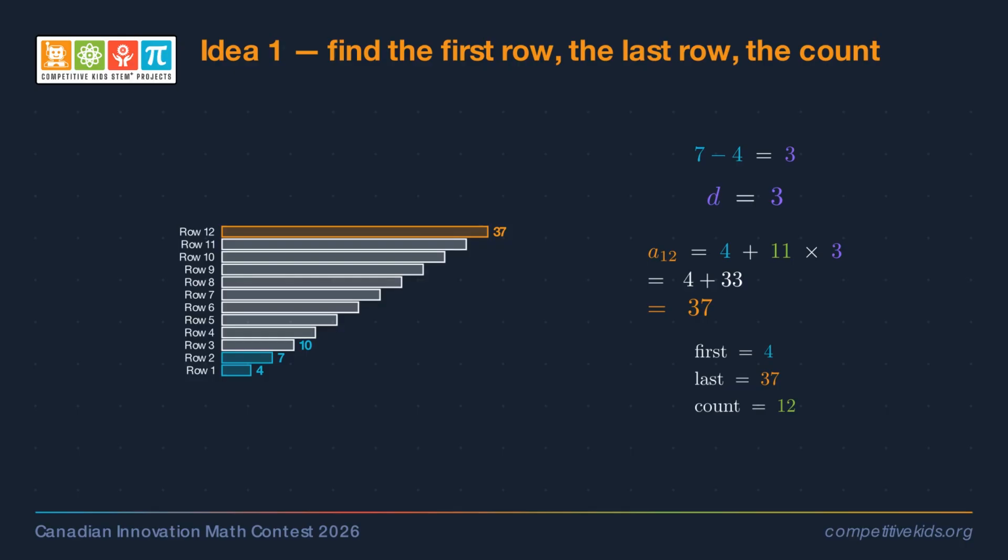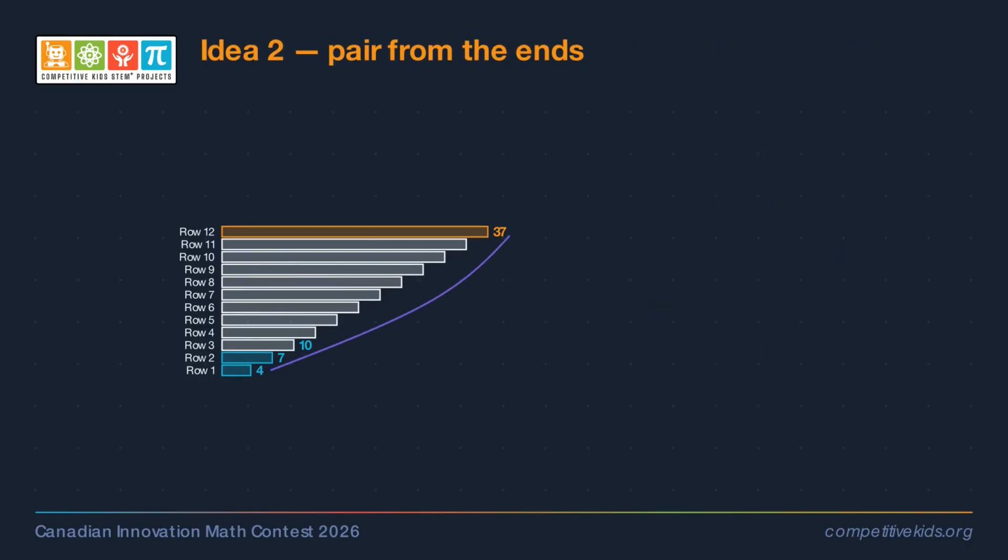Now we have first equals 4, last equals 37. 12 rows total. Now the trick. Pair the rows from opposite ends. Row 1 plus row 12. 4 plus 37 equals 41.